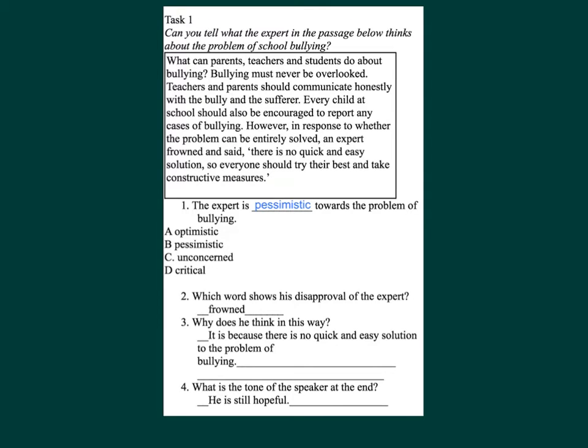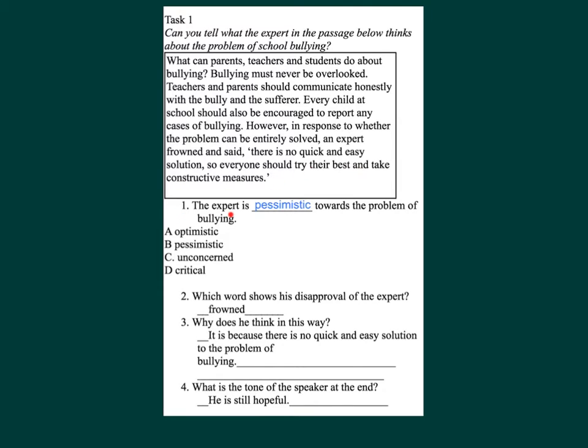Task 1. Can you tell what the expert in the passage below thinks about the problem of school bullying? What can parents, teachers, and students do about bullying? Bullying must never be overlooked. Teachers and parents should communicate honestly with the bully and the sufferer. Each child at school should also be encouraged to report any cases of bullying. However, in response to whether the problem can be entirely solved, an expert frowned and said, There's no quick and easy solution, so everyone should try their best and take constructive measures.